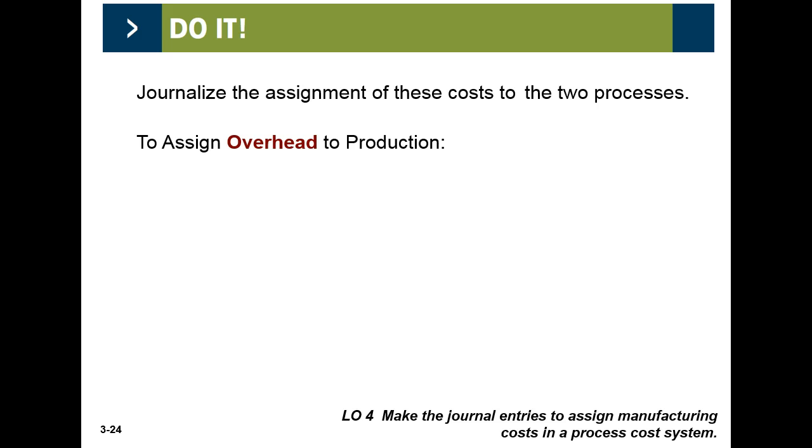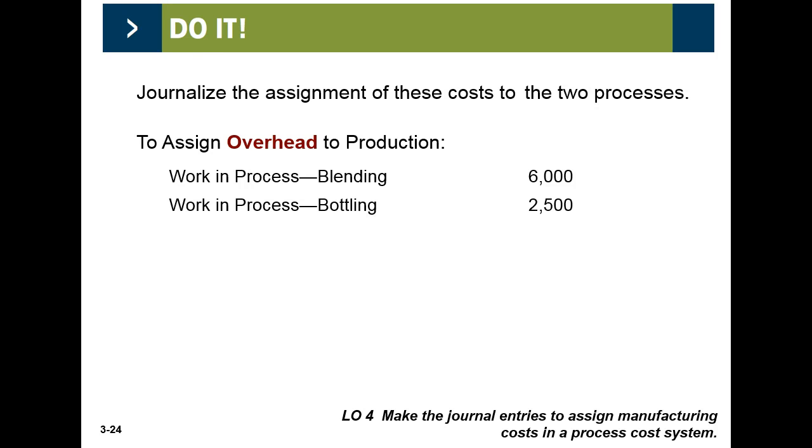What are we going to do with overhead, though? The manufacturing overhead. We're going to assign directly to blending that allocation, directly to bottling that allocation, and we're crediting the manufacturing overhead. So instead of applying it to a job based on a specific category, we're applying it directly to that department or that process. Okay?